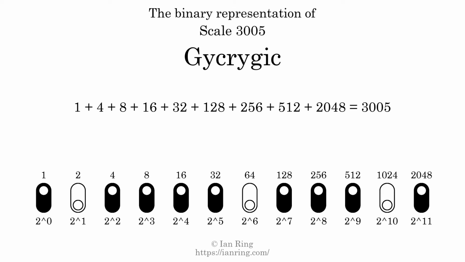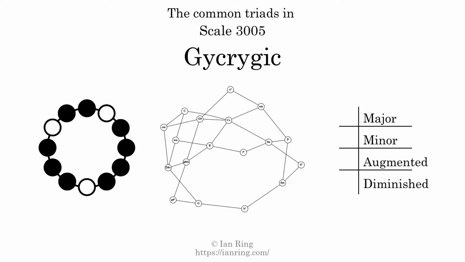The scale number not only enumerates the scale with a unique index, but it also literally describes the tonal content of the scale. Represented as a binary number in base 2, the scale number is 101101111101. Here are the common triads present in this scale.